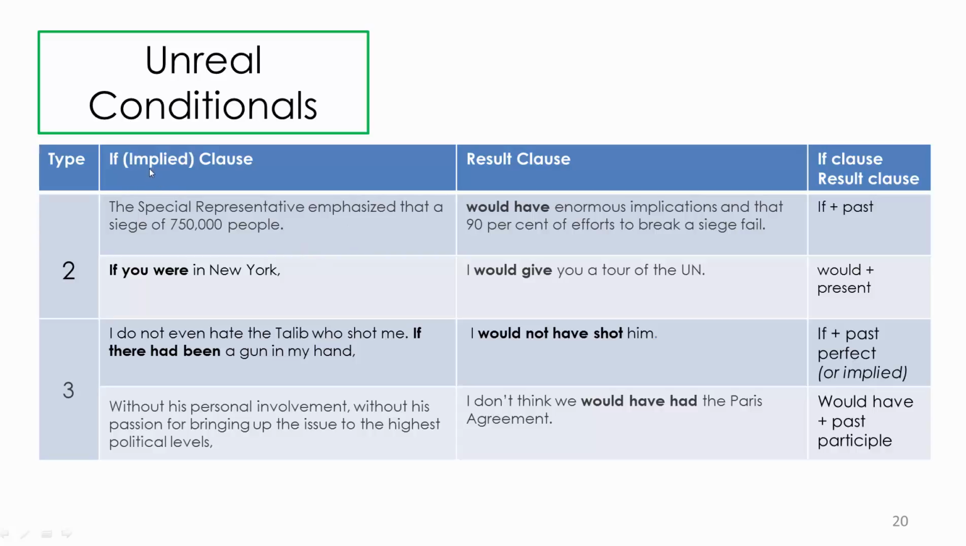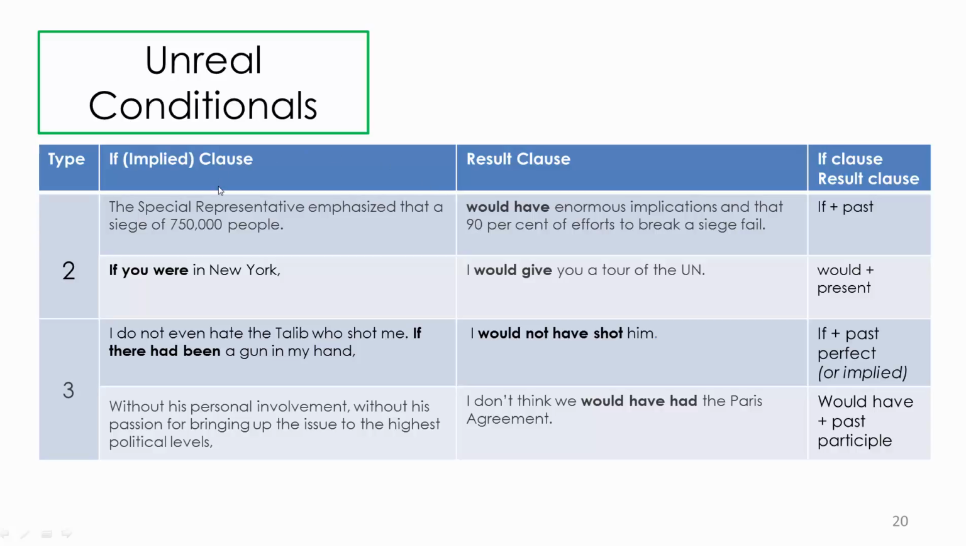But what we can see here in the if clause is that there is no word if, and it's just implied. That's why when we read the result clause, we see the word would. So we use would when we talk about the second type of conditional. And so if you see would and you're not really understanding it, there might be an implied condition here. And think about it. What is the implied condition?